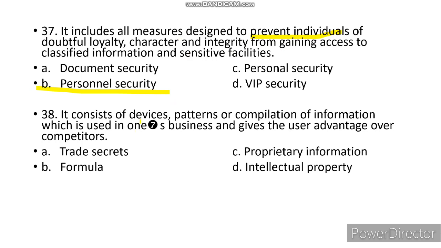38. It consists of devices, patterns, or compilation of information which is used in one business and gives the user advantage over competitors. So that's 38. We have the trade secret. Yung parang secretong formula ng Krabby Patty. Mahalaga yan. So it's always been protected.